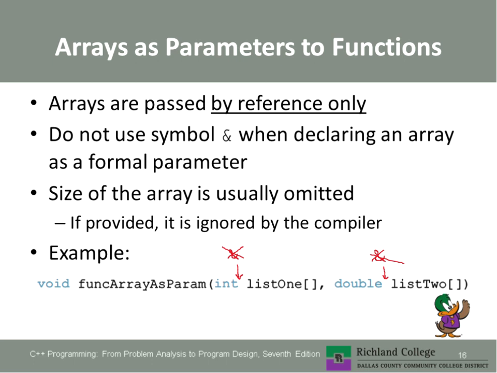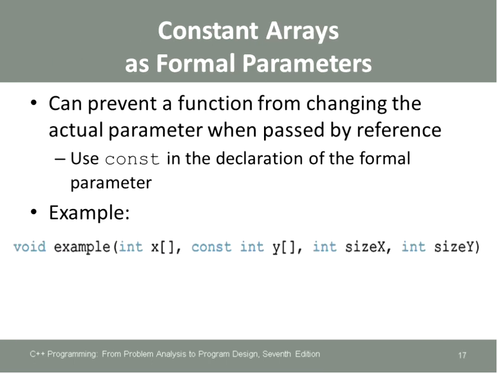Now when you are sending an array to a function, usually you omit the size of the array. Even if you would provide it, it would be ignored by the compiler. Now, why would you send an array as a constant? Now, that's going to be a very important concept. Right? So remember what happens when we send something to a function by reference.